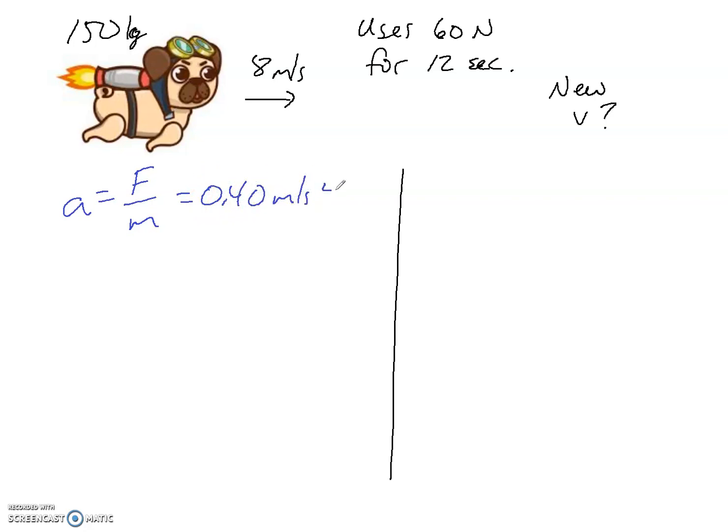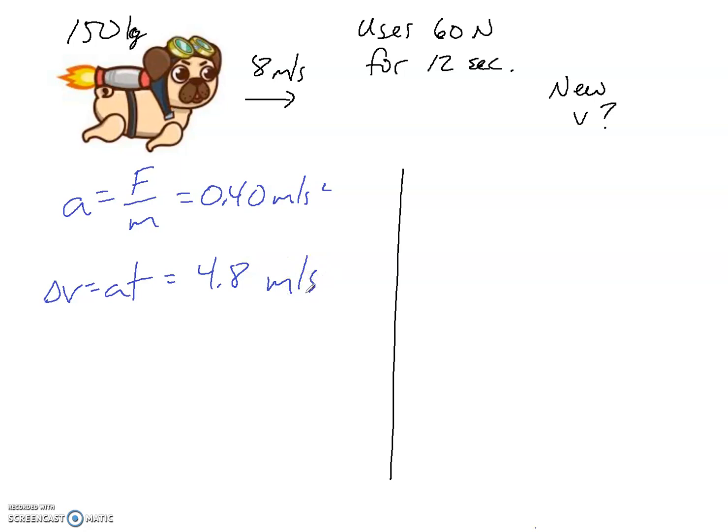Now, typically what you would do is find the delta V using acceleration and time, because you have the acceleration. We can times that by the 12 seconds, and we find out that the change in V is going to be about 4.8 meters per second.